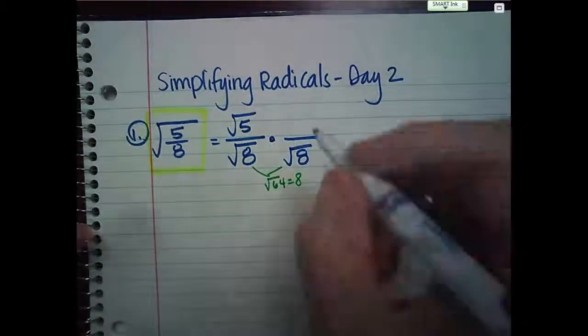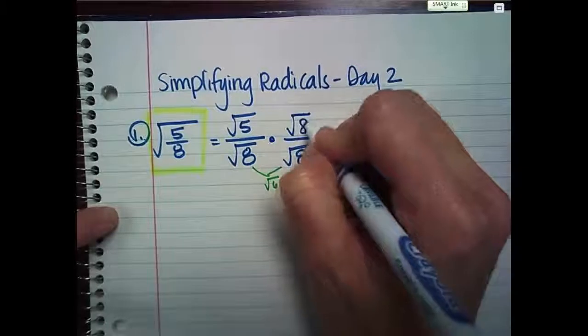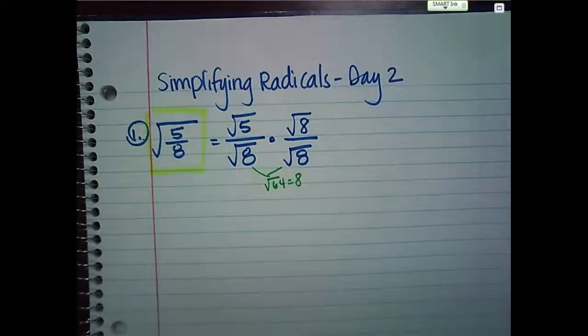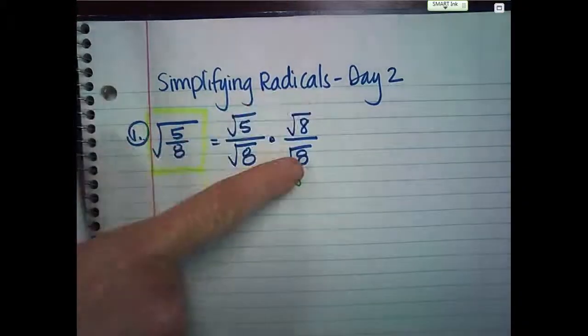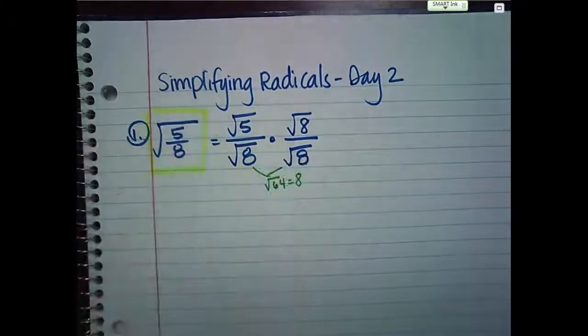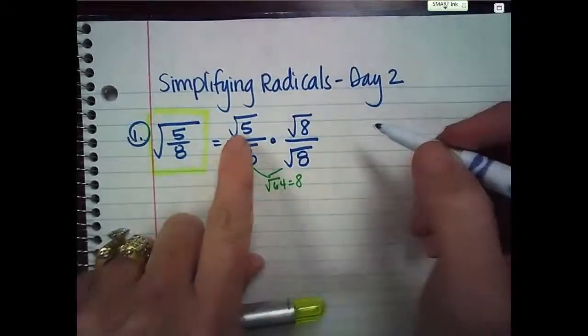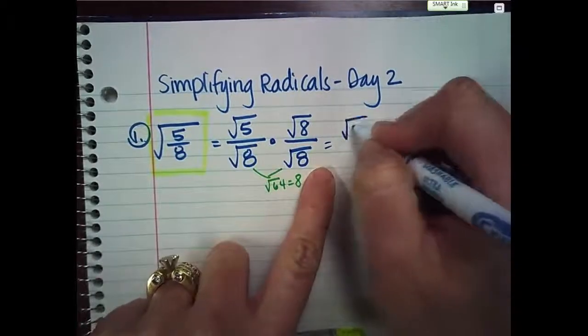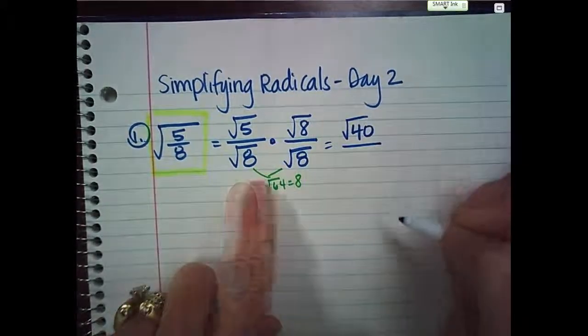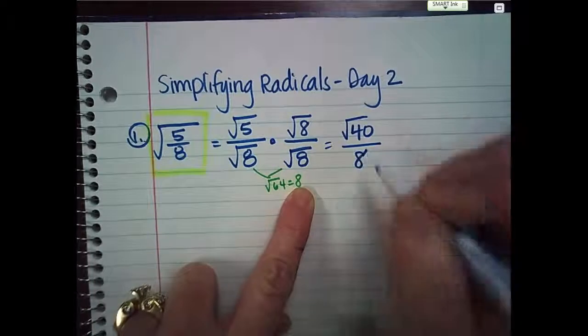Okay, so whatever you do to one, you have to do to the other. Because essentially, the square root of 8 divided by the square root of 8 is just 1. So really, you're multiplying the whole fraction by 1. You're just making it look different. So the top, root 5 times root 8 is root 40. In the bottom, root 8 times root 8 is just 8.